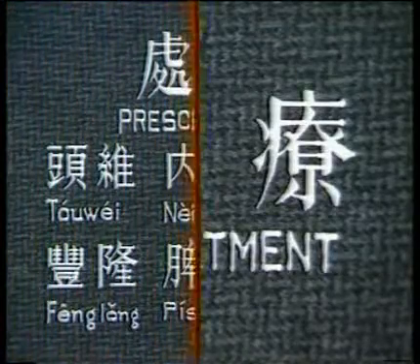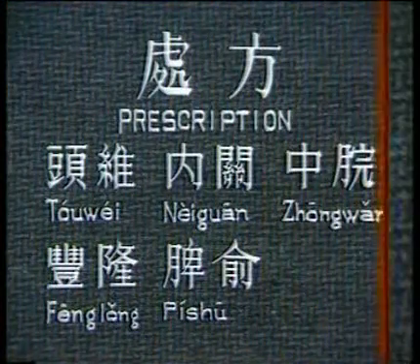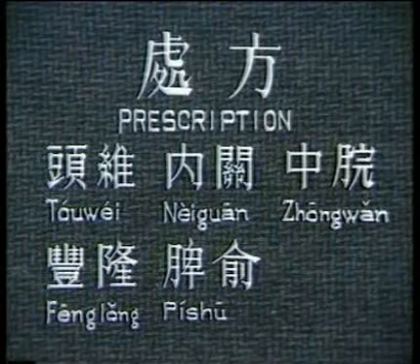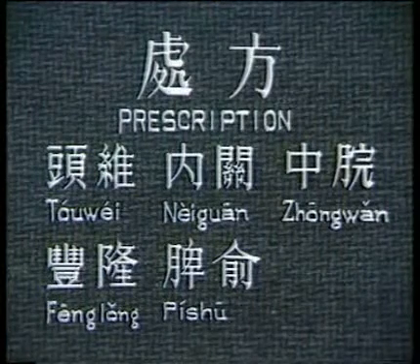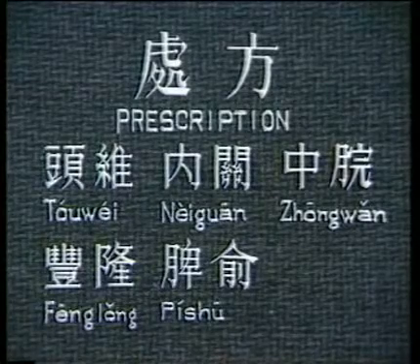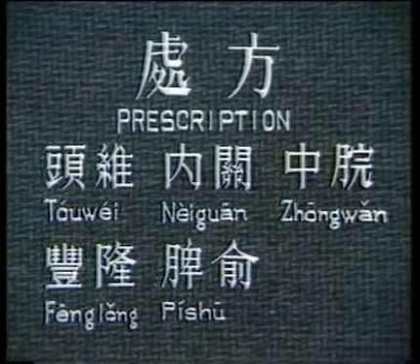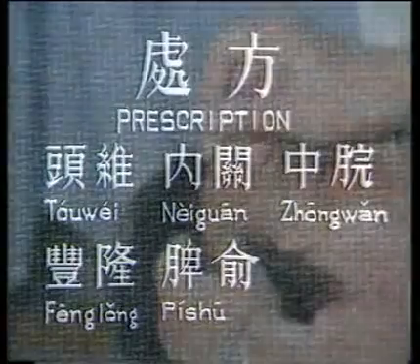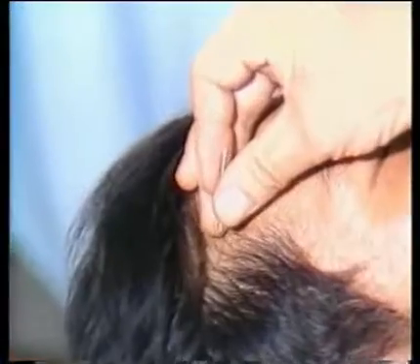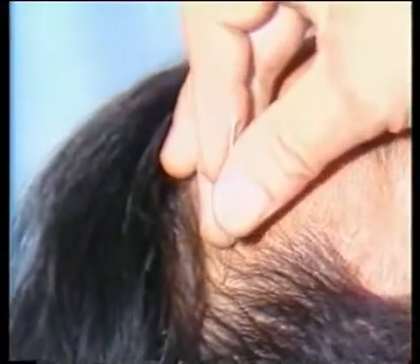For treatment, points Touwei, Stomach 8, Neiguan, Pericardium 6, Zhongwan, Ren 12, Fenglong, Stomach 40, and Pishu, Bladder 20, are needled with the even movement method to relax the chest, resolve phlegm, and eliminate dampness. After routine sterilization, puncture Touwei, Stomach 8, to treat dizziness.